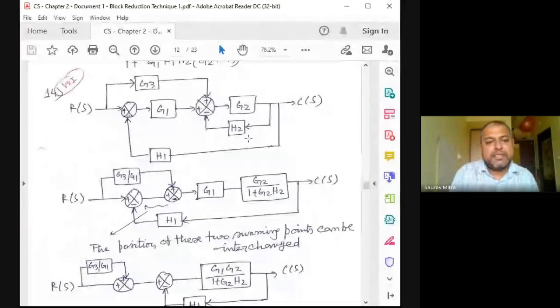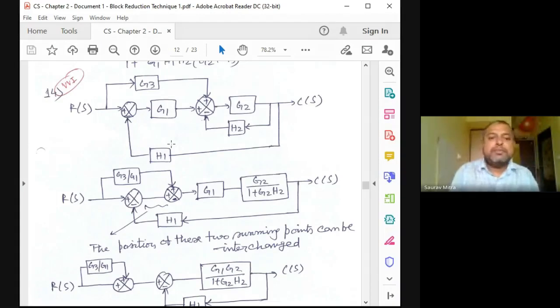So we have solved it and shifted this G1 after this summing point. As soon as we have solved this, the thing below is gone. This H2 thing is gone because this is G2 by 1 plus G2 H2. So it has become like this. Again, I have missed some arrows here, so please connect all the arrows. This is also a very good numerical. First you solve this G2 by 1 plus G2 H2. This is what you are getting.